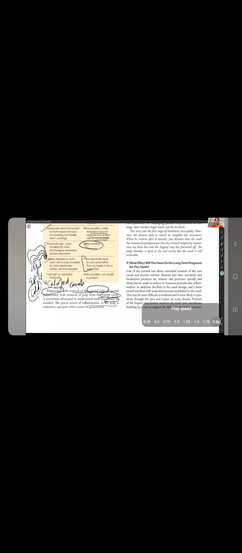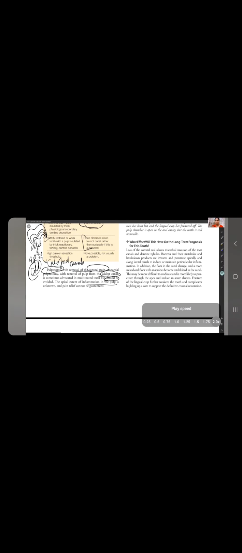You carry out the first stage of treatment successfully. However, the patient fails to return to complete the treatment. When he returns after 6 months, you discover that the tooth has remained asymptomatic, but the coronal temporary restoration has been lost and the lingual cusp has fractured off. The pulp chamber is open to the oral cavity, but the tooth is still restorable. So what effect is it going to have on the long-term prognosis now? Now it has no coronal seal and it is also fractured off.